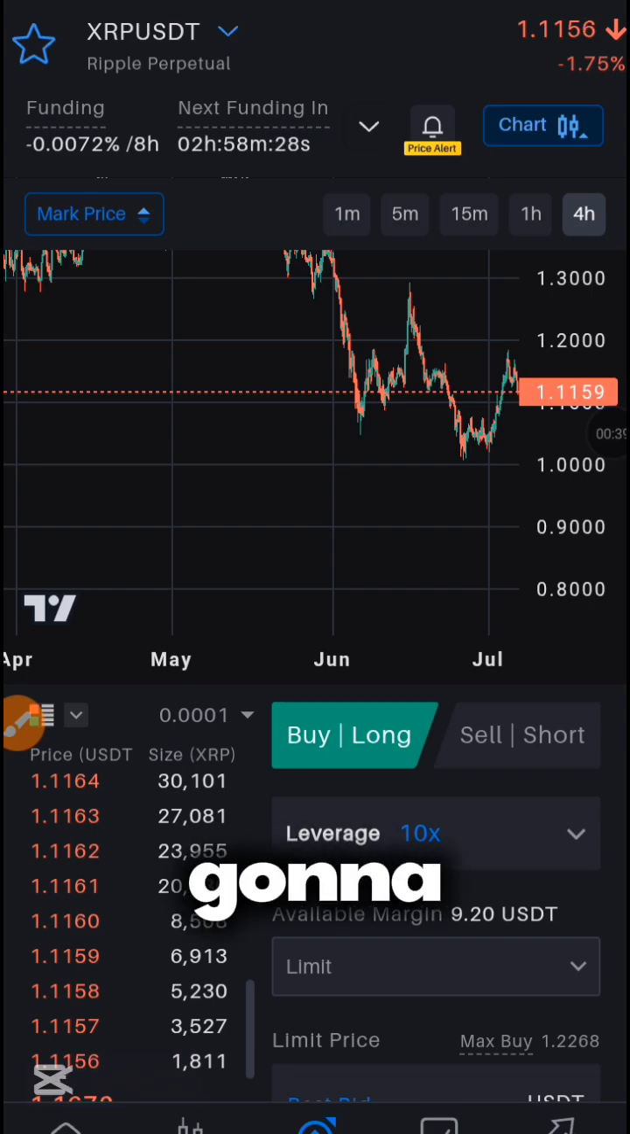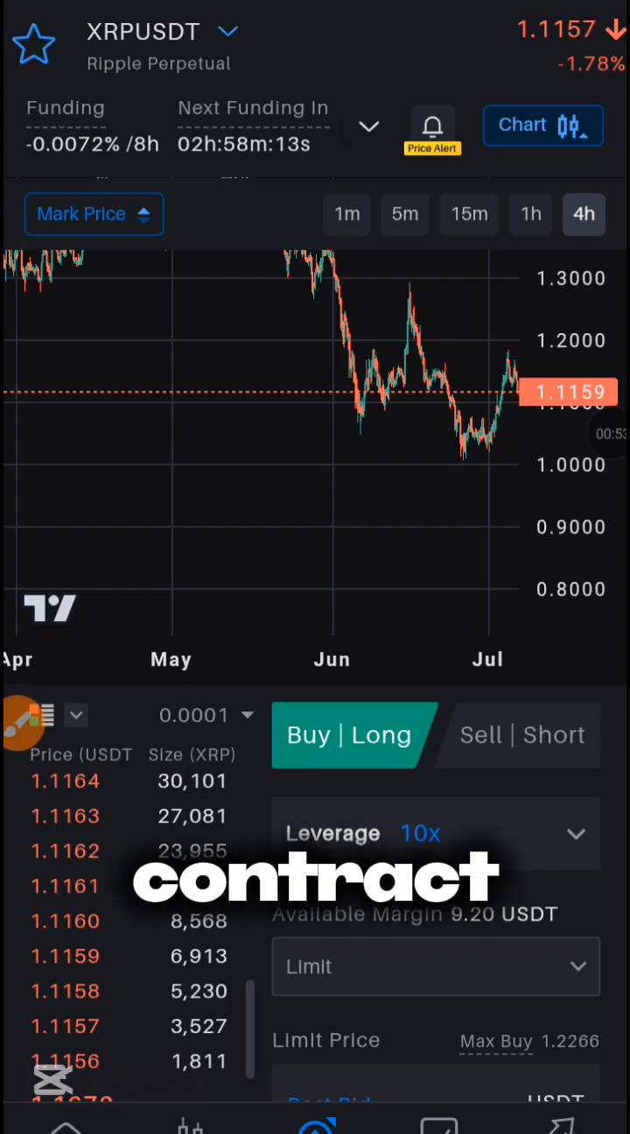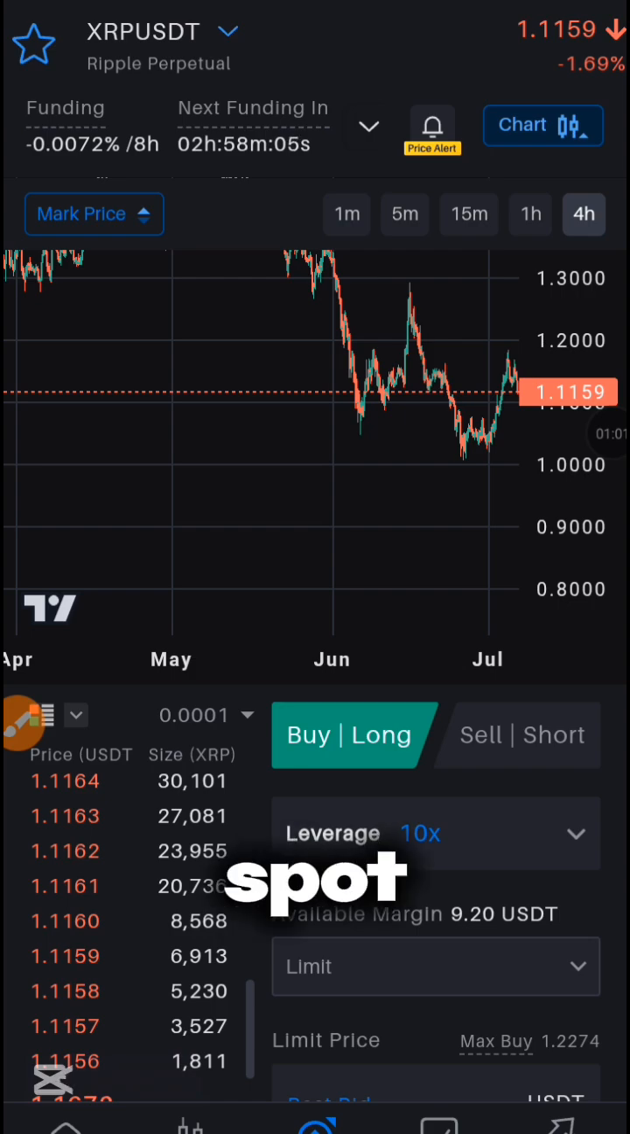In this video, I'm going to be taking you through a step-by-step process to understanding what is funding rate. Now let's get to the definition. A perpetual contract, unlike a traditional contract, never expires. The exchange needs a way to keep the perpetual price close to the real spot market. That is where funding rate comes in.